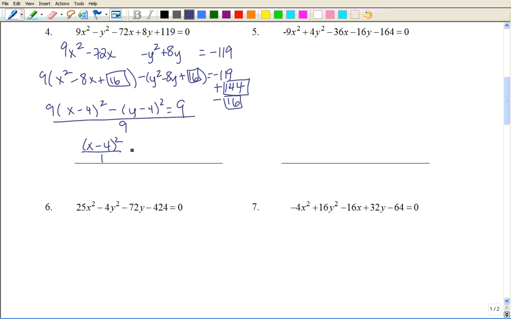If you don't want to write that 1 there, it's okay. Then we have 9 minus (y minus 4) squared over 9, and then equals 1. If you don't want to write the divided by 1, that's fine, but this does make it easier just to identify, I guess, the a squared term, if it makes it easier in a sense, or not, it's up to you. Okay, number 5, same thing as before.